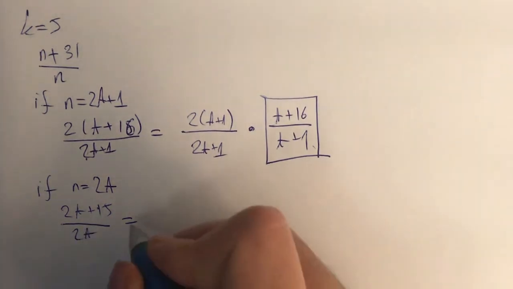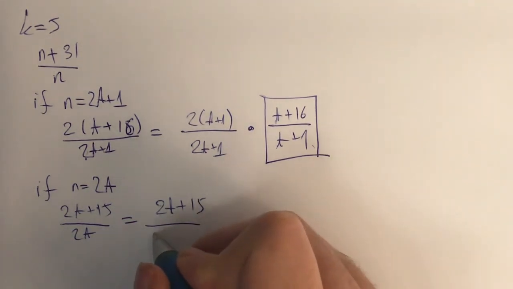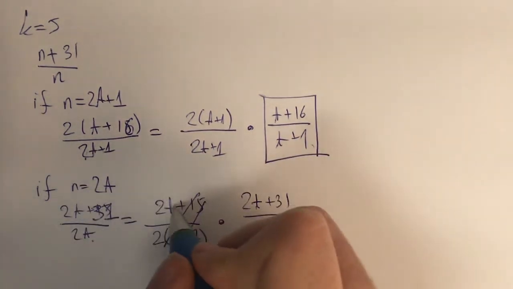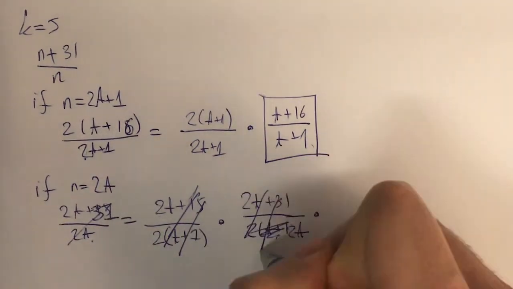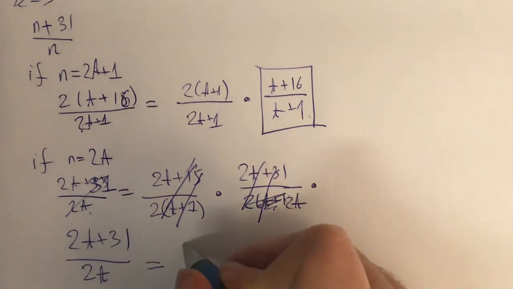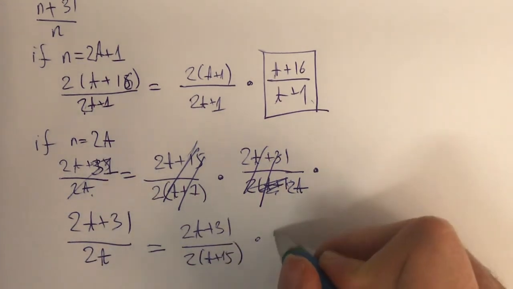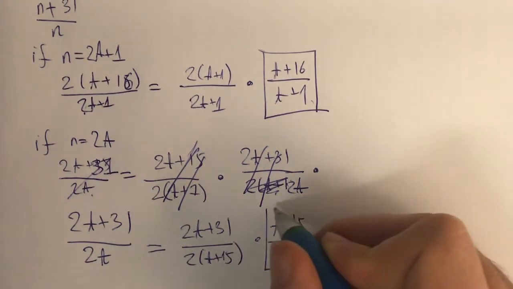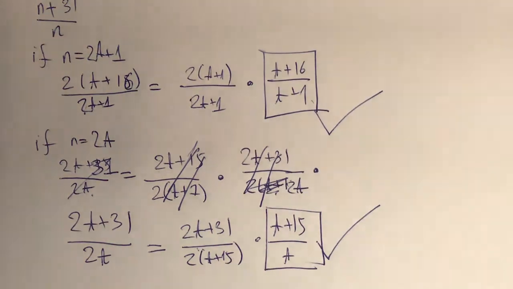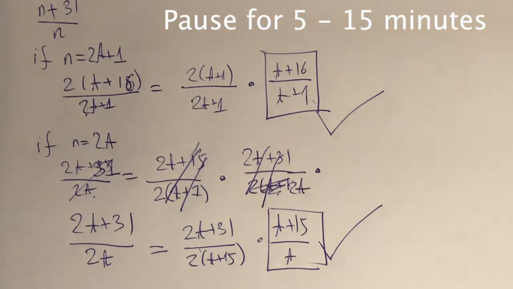Now for the other case, it would be a shock if it didn't work by writing it as (2t plus 15) over 2 times (t plus 7), times... actually, this is not correct. We messed up the case. It's actually (2t plus 31) over 2t, which is equal to (2t plus 31) over 2 times (t plus 15), times (t plus 15) over t. What we're left with is (t plus 15) over t, which we know we can solve because we solved k equals 4. So here we are done, just like in the earlier cases. Now is the time to pause for 5 to 15 minutes and bring it all together and solve the problem.